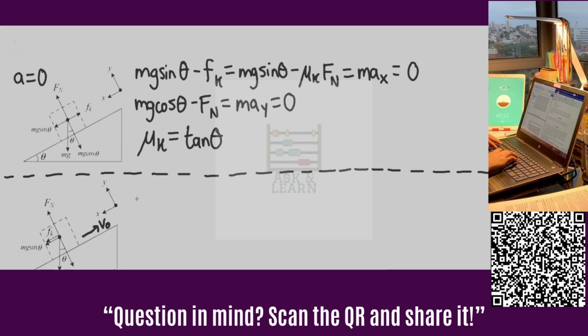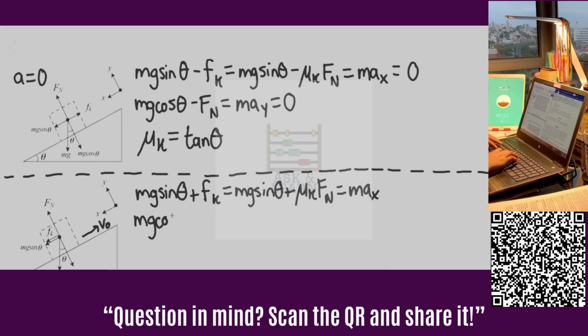So we can say that here, applying Newton's second law for the uphill motion, we can say mg sine of theta plus the coefficient of kinetic friction multiplied by the normal force equals the mass times the acceleration in the x direction. Mg cosine of theta minus the normal force equals the mass times the acceleration in the y direction, equaling 0.